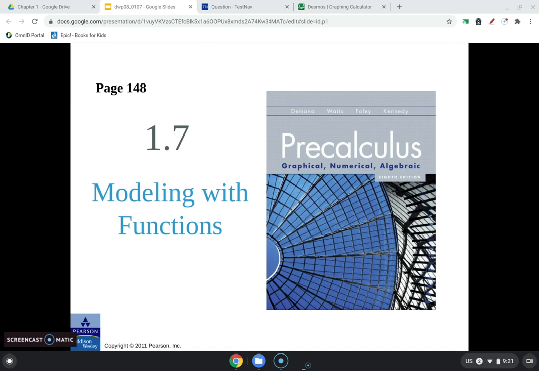This is pre-calc lesson 1.7, modeling with functions. Basically, we'll be writing equations, kind of going through some of the assignment with you. So I would like you to follow along, write down the ones as I go, working them with me.